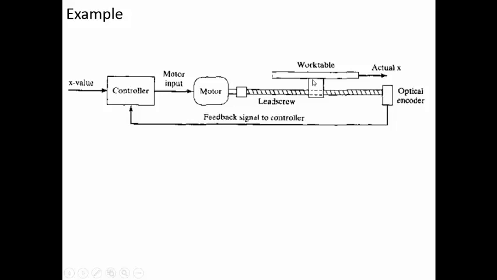If this encoder is not there, you say I want a particular x value, the controller will read it and give a signal to the motor. The motor is going to move by certain rotations. The work table is going to move. There is no question of having any feedback in the case of the open loop system.